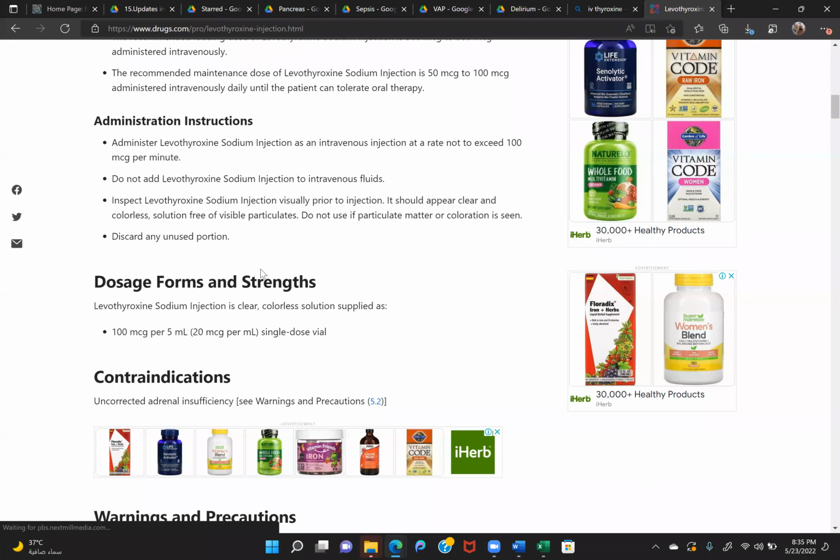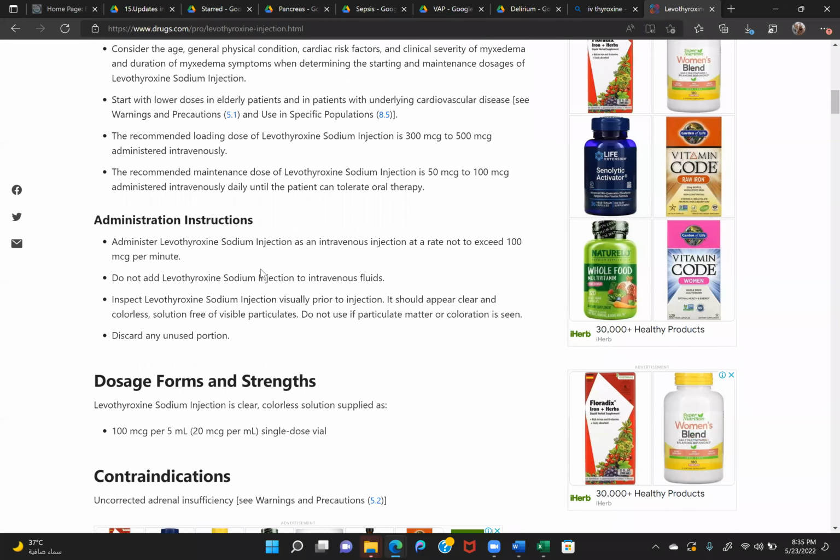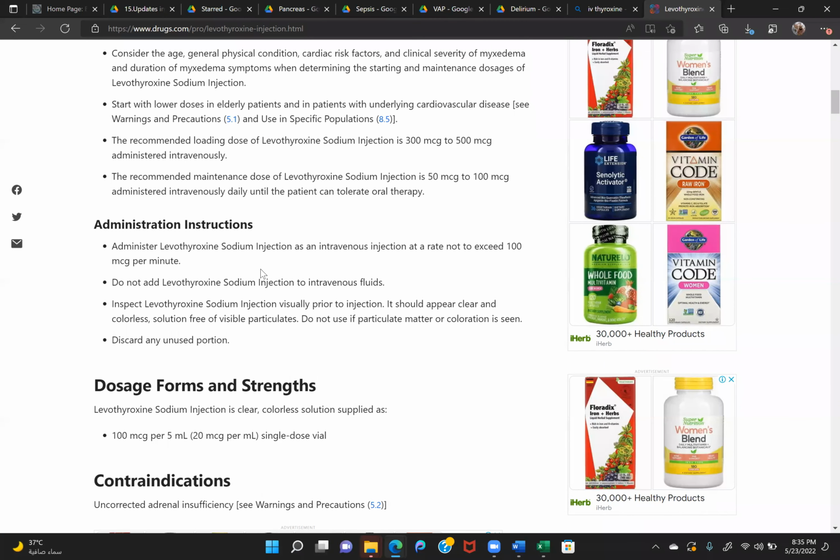Levothyroxine dose is 200 to 400 micrograms in case of hypothyroid coma. Levothyroxine 50 to 100 micrograms intravenously daily until the patient can tolerate oral therapy. Loading dose is 300 to 500. Okay, sir. Thank you.